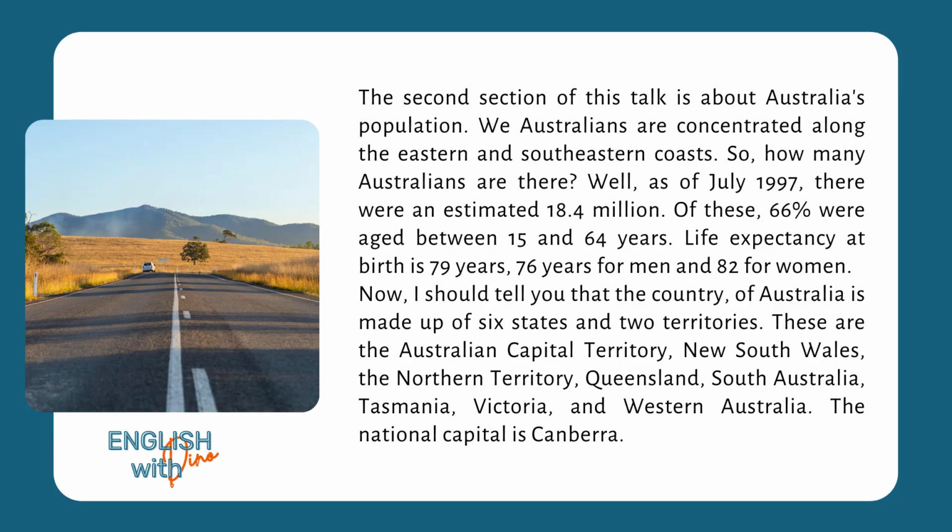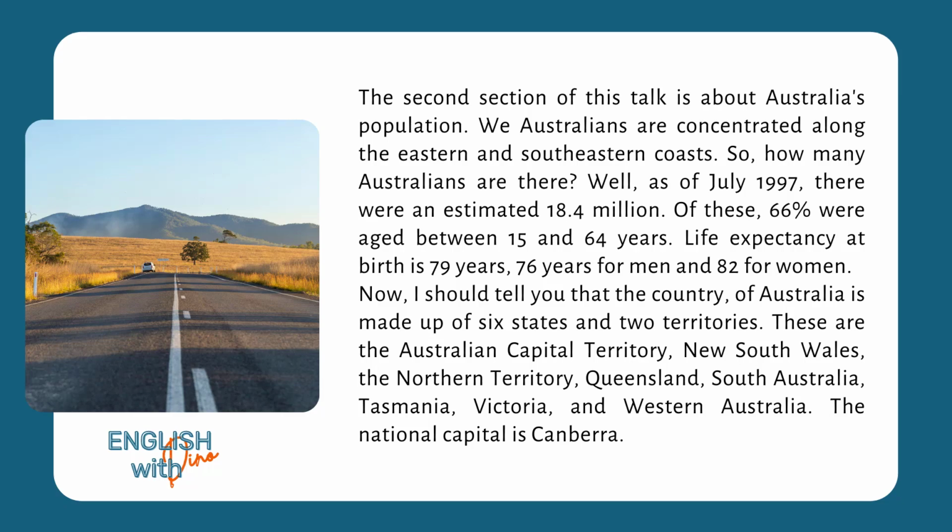The second section of this talk is about Australia's population. We Australians are concentrated along the eastern and southeastern coasts. So how many Australians are there? Well, as of July 1997, there were an estimated 18.4 million. Of these, 66% were aged between 15 and 64 years. Life expectancy at birth is 79 years, 76 years for men and 82 for women.